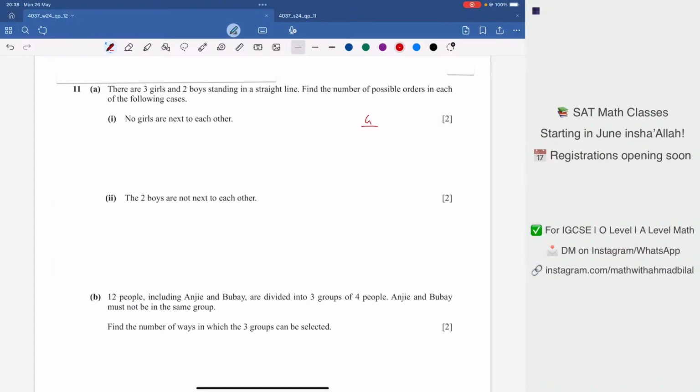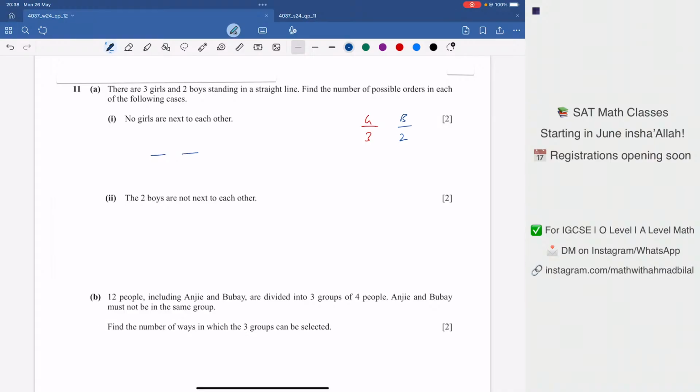Let's write that down on the side. There are 3 girls and there are 2 boys. Who is it that we do not want to separate? We do not want to separate the boys, right? You start with them, you make dashes for them like this.